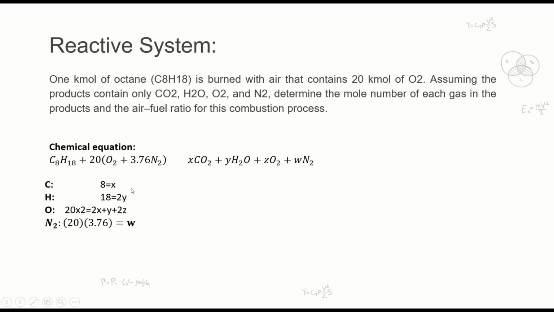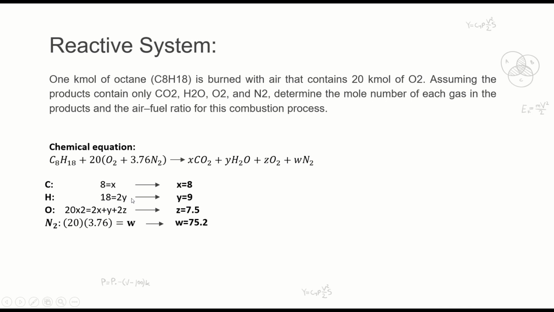So for C, we have 8 equals X. For H, we have 18 equals 2Y. For O, we have 20 times 2 equals 2X plus Y plus 2Z. And for nitrogen, we have 20 multiplied by 3.76 equals W. So let us solve for it. For carbon, 8 equals X, so we have X equals 8.